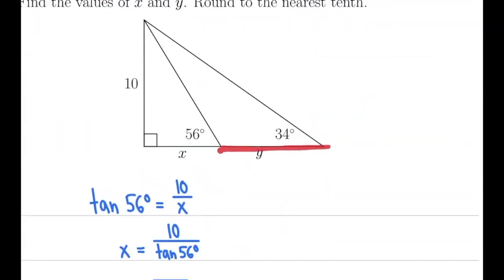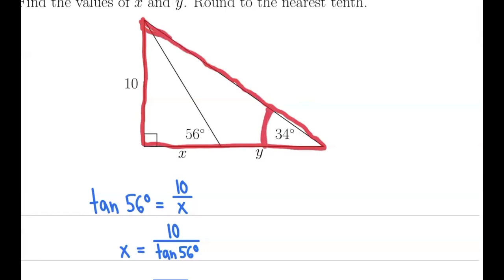Now we need to find y. Any ideas on how we're going to do that? I have an idea. What do you think? Well, one thing we could do is look at this as one giant triangle. We see that the opposite of the 34-degree angle is 10, and then the adjacent is just x plus y together. Exactly. And we already know x. That's right. So from there, we can find y.